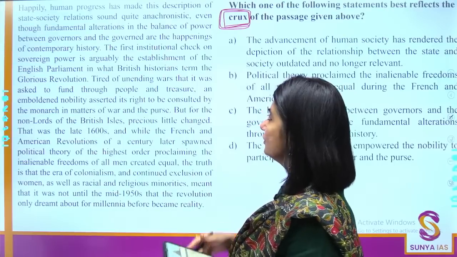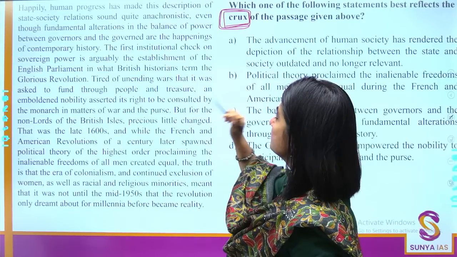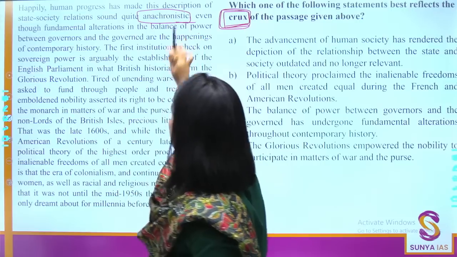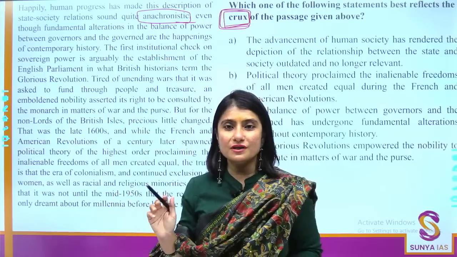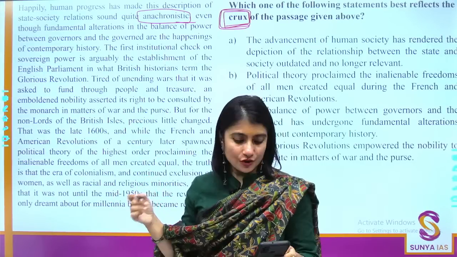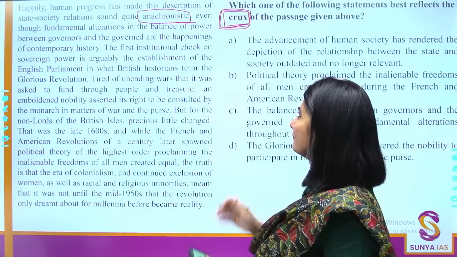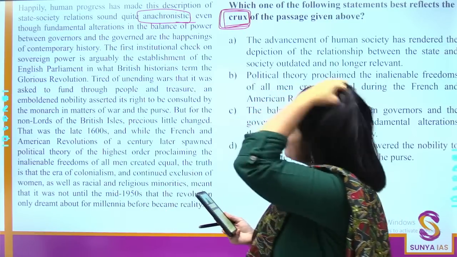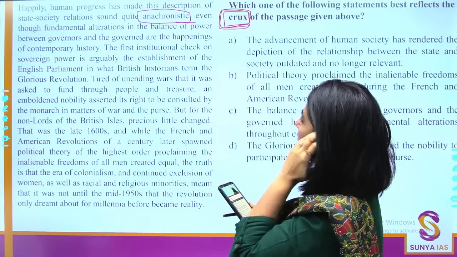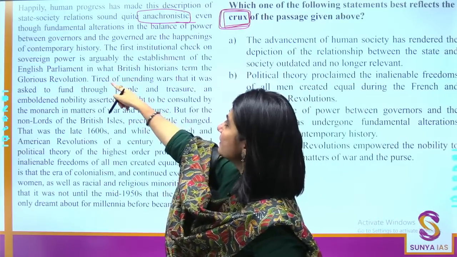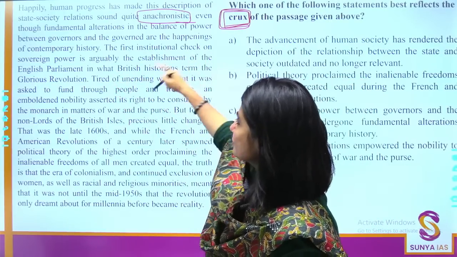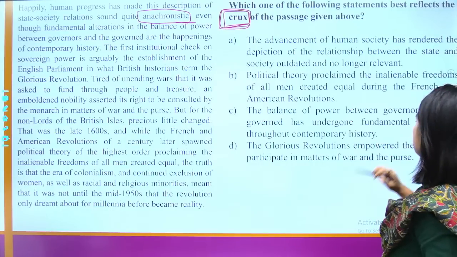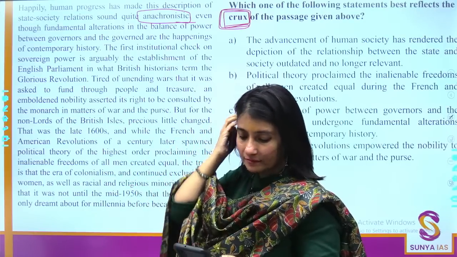Happily, human progress has made this description of state-society relations sound quite anachronistic. Now, if you don't know the meaning of this word, we had this photo of Shashi Tharoor. Only Shashi Tharoor would know the meaning of this word, not people like you and me. So we don't have to really worry about it. Just forget it. We are just going to talk about the state-society relations. Keep that in mind. Even though fundamental alterations in the balance of power between governors and the governed are happenings of contemporary history. So basically, we are going to talk about governance at some level.